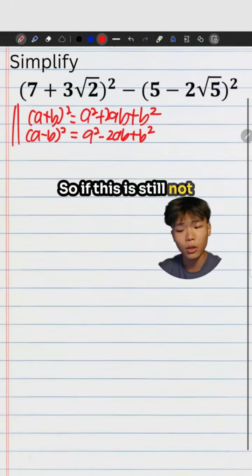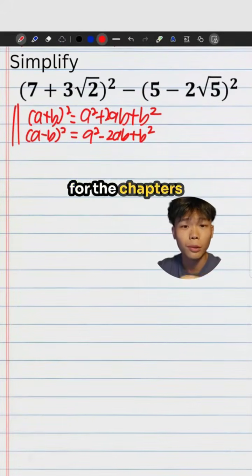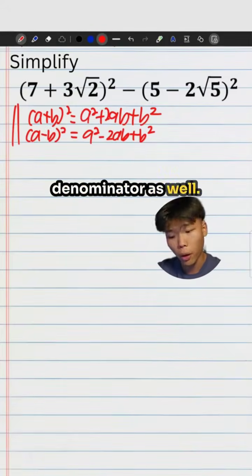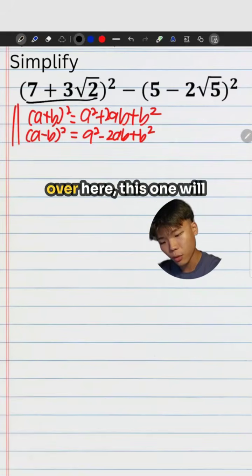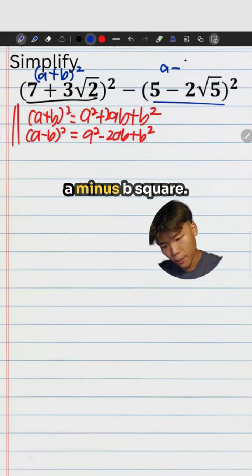So if this is still not ingrained in your mind, please go and revise it, because this will always come out, especially for the chapter of surds, because there's this very huge concept called rationalizing the denominator as well. So how do we simplify this? For the first case over here, this one will be (a plus b) squared. For the second case over here, it will be (a minus b) squared.